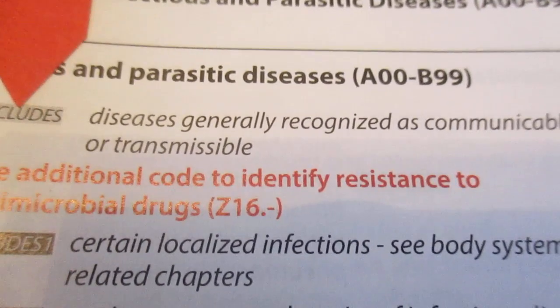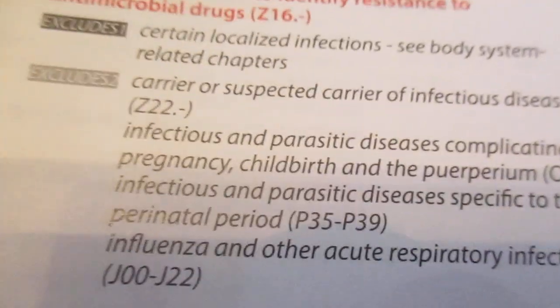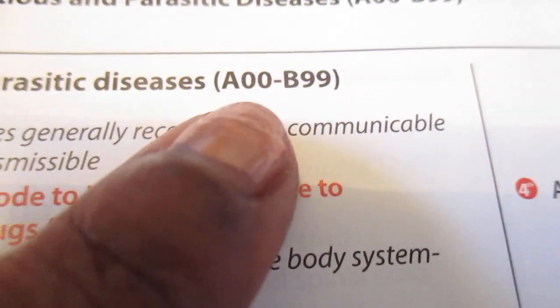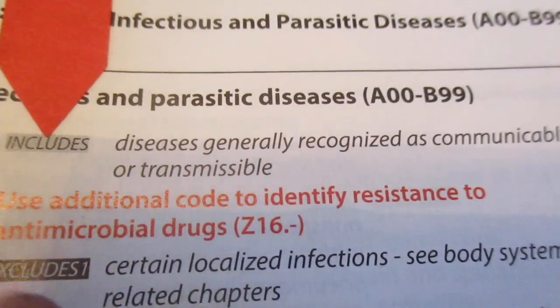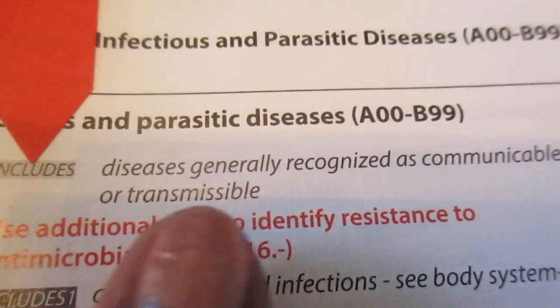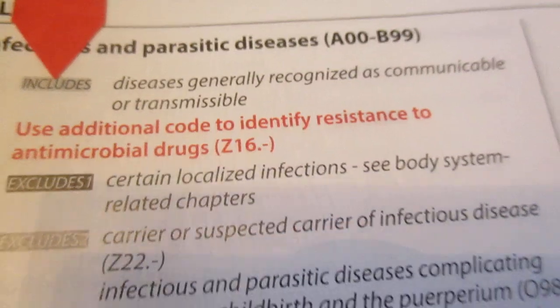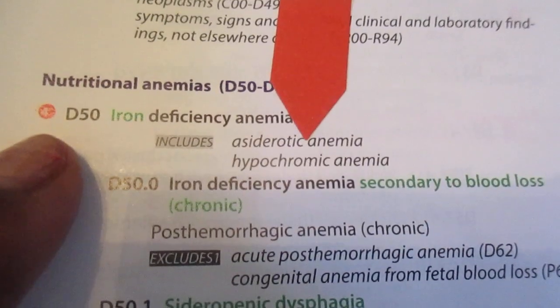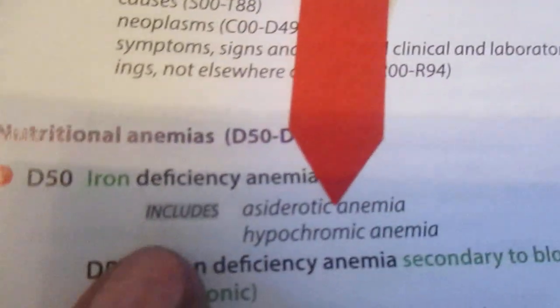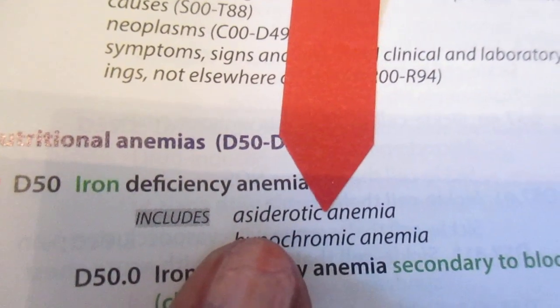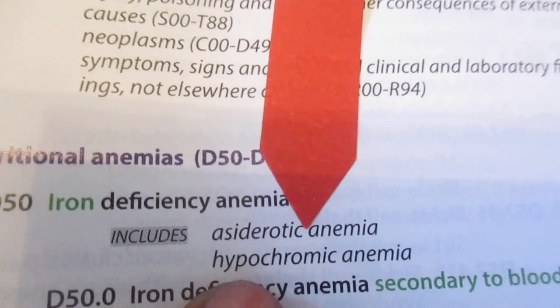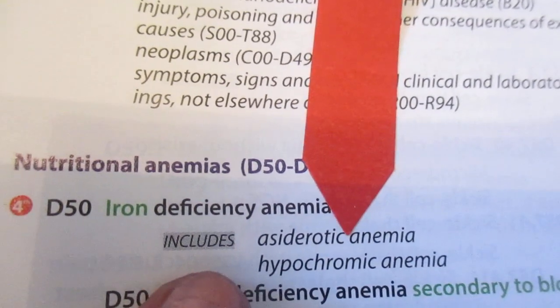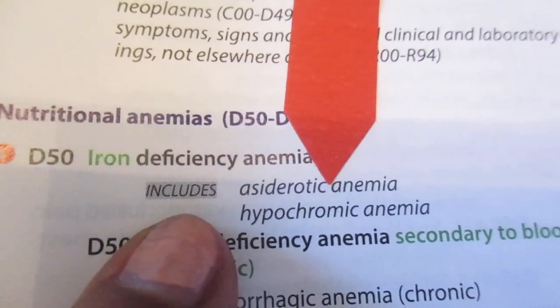But as far as the inclusion note, it says these codes A00 through B99 includes diseases generally recognized as communicable or transmissible. Okay? Now if we go to D50, iron deficiency anemia, it says for that code only, D50 includes acidotic anemia and hypochromic anemia is included in D50. So see how that include note gave me instructions, directions of what to do.